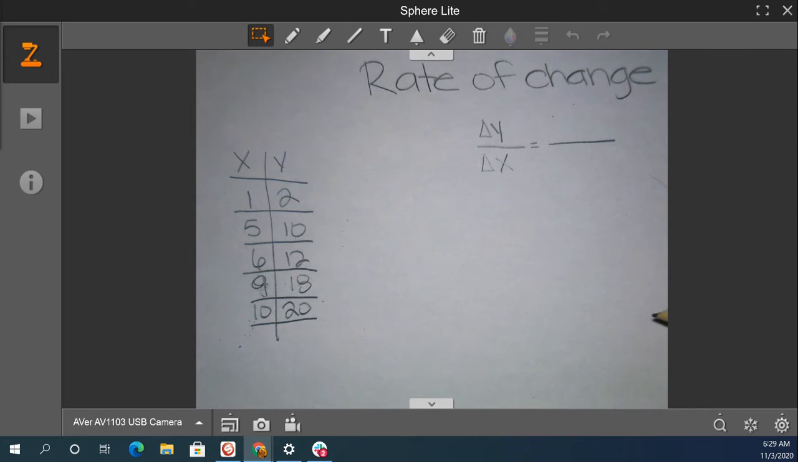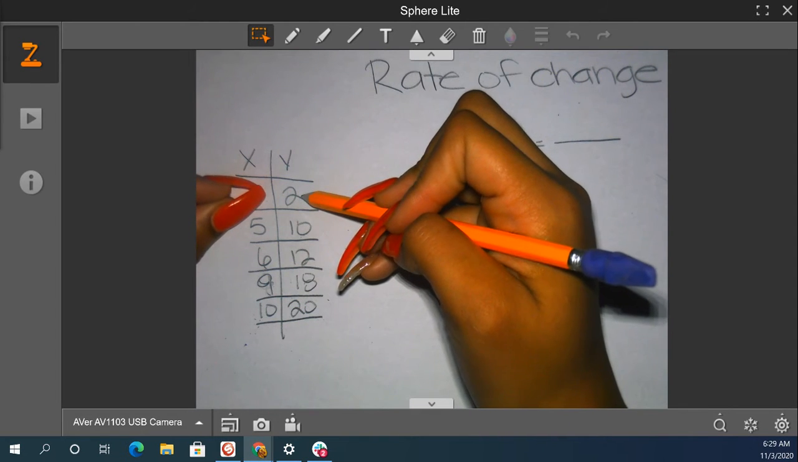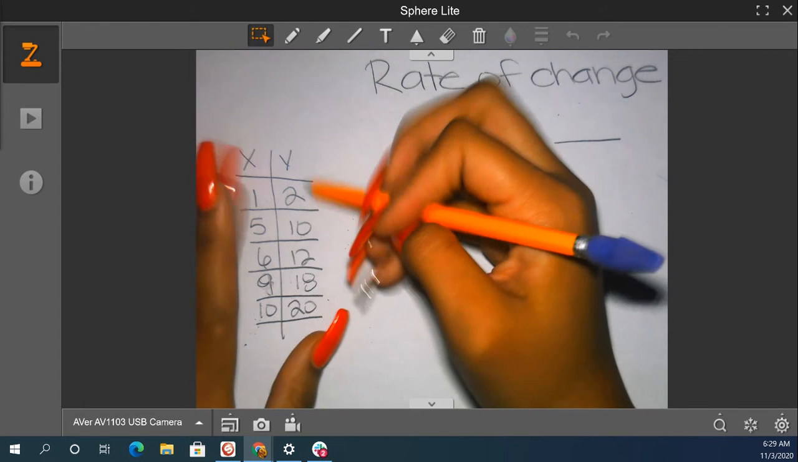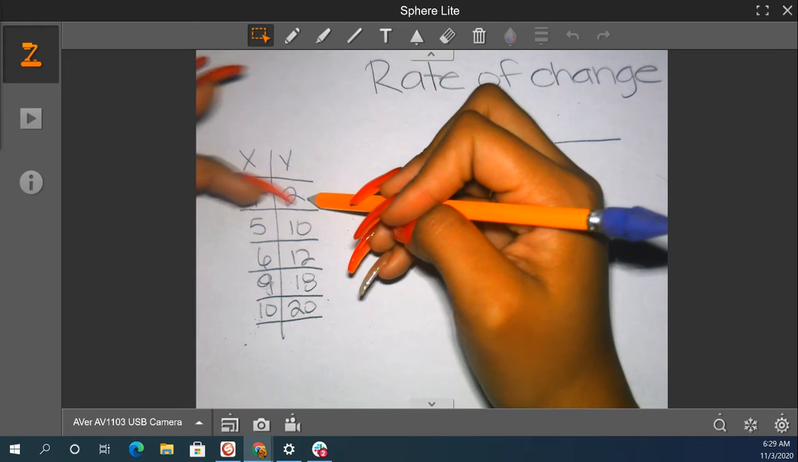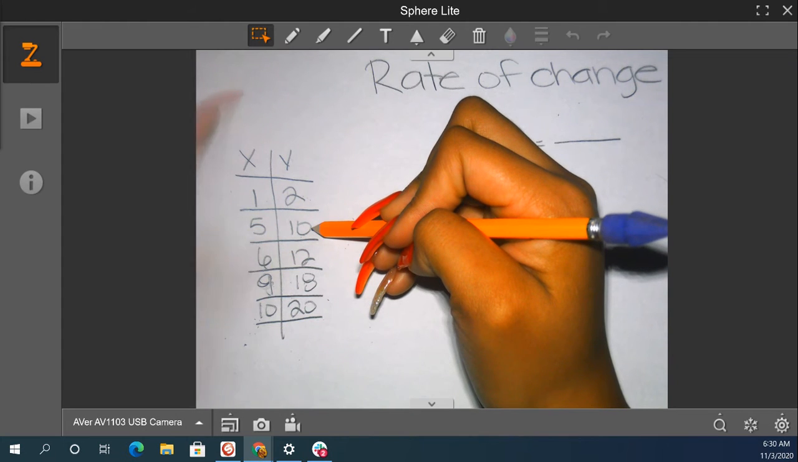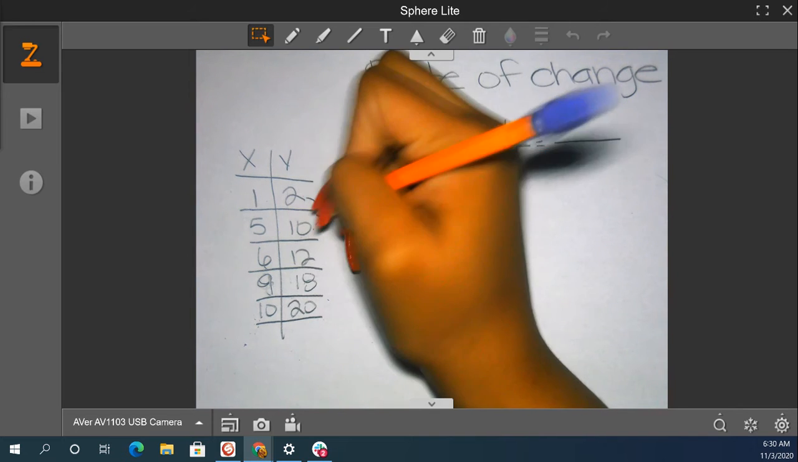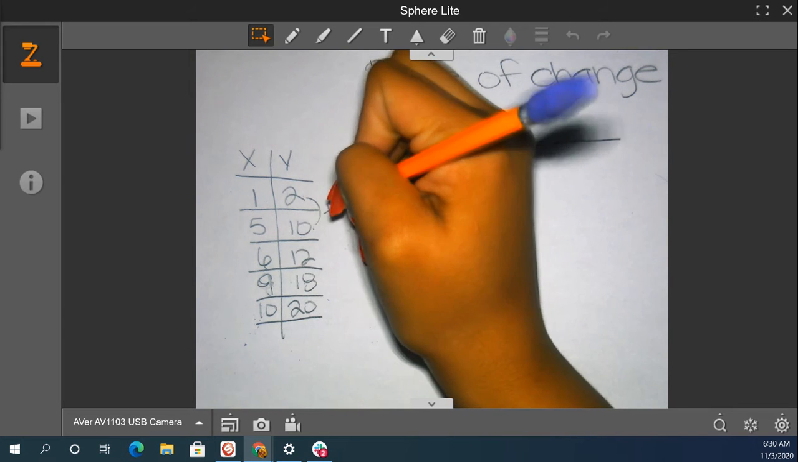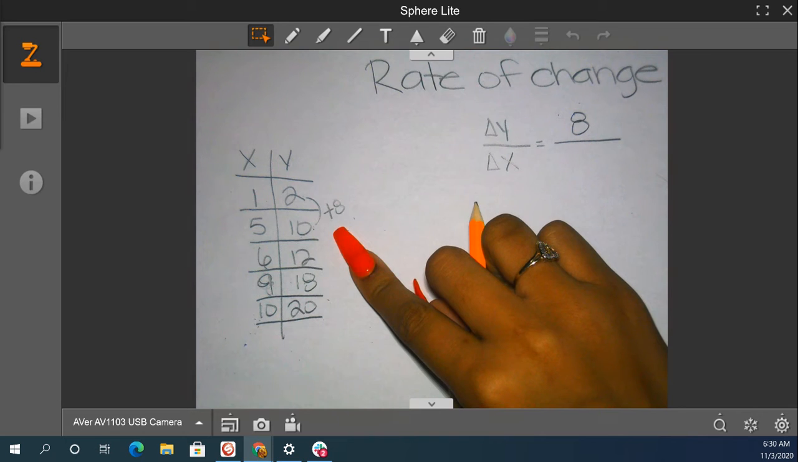To do that, I need to start at my first x and y pair. I'm going to see how many units it increases from this first y to my second one in this table. Do the same thing with my x. So I know from 2 to 10, it increases 8. So next to my y, I'm going to put 8, because it increases 8 units.